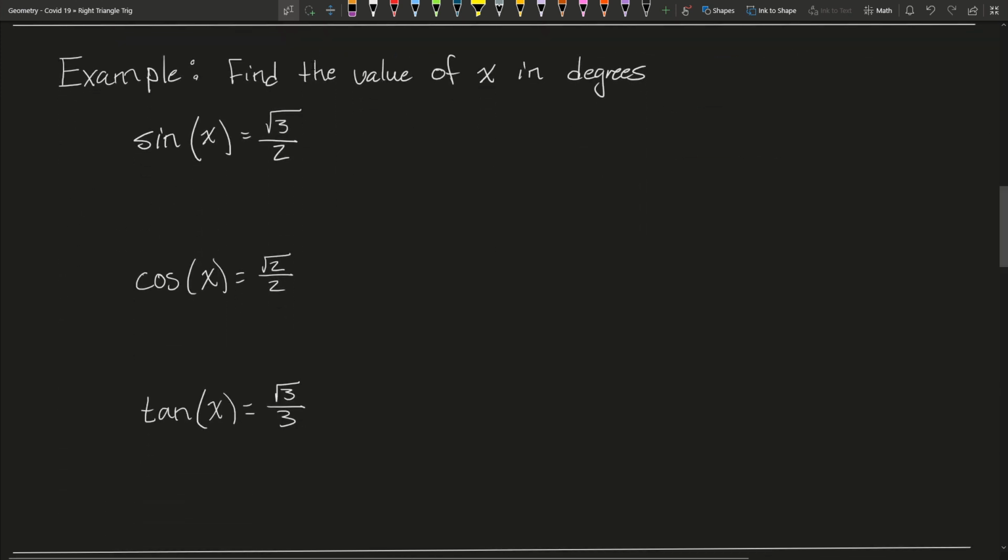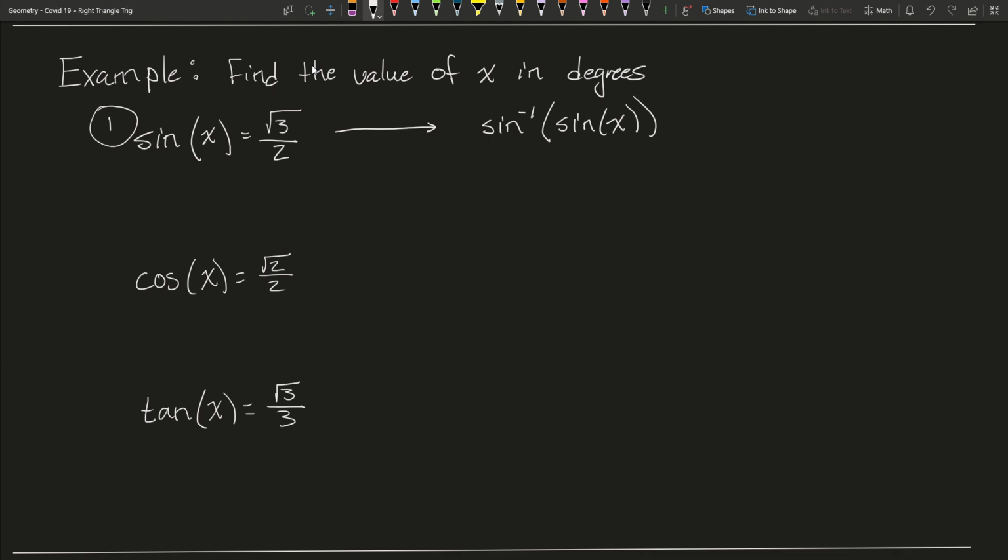Something that you'll see in your homework is find the value of x in degrees. So what we're trying to do is solve for the angle now. In the past, we've gotten the ratio of sides. Now we're actually trying to find the angle. In order to solve, say, number 1, we want to get x by itself. In order to do that, we have to take the inverse sine of both sides, because that will isolate our x.